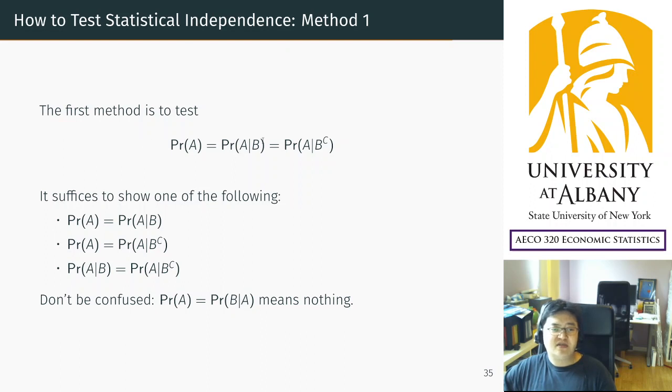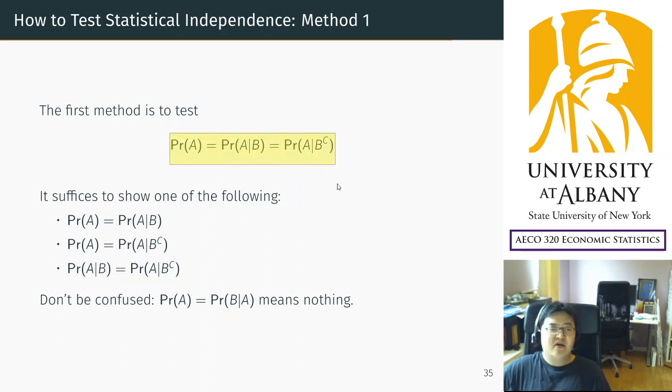So method 1 uses property 1. In this property, there are three pairs of equalities. First pair: unconditional and conditional on B. Second pair: conditional on B and on B complement. And the third pair: unconditional on A and conditional on the complement of B. But you don't need to prove all three pairs of equalities. You just need to show one of them, which is very nice. Just show either the unconditional probability equals this conditional probability, or this, or the two conditional probabilities are the same. Any of these three implies the full equality, right?